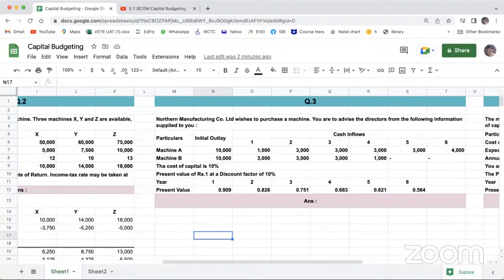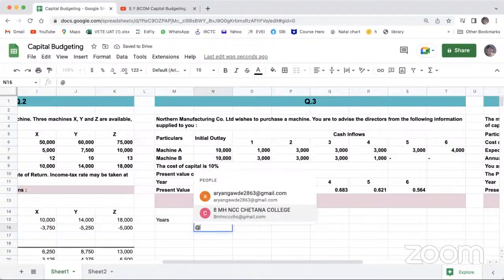Okay, so let's start. First column will be years. Year 0 means the initial outflow or initial investment that we make. Okay, that is the initial outlay. This is year 0, so it will never be considered as 1. It is always considered as 0. Just remember that. Then we have to write down the discounting factor, the present value at 10%. We generally write down only the discount factor because it continues for the whole table, so we write the discount factor below at the rate of 10%.